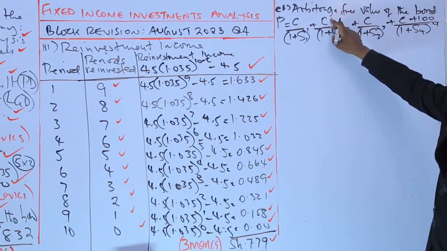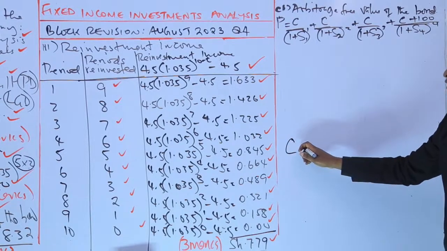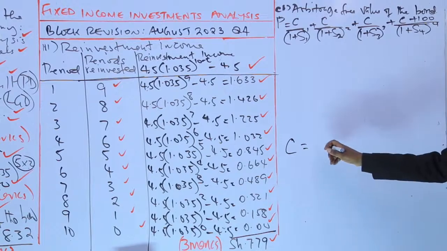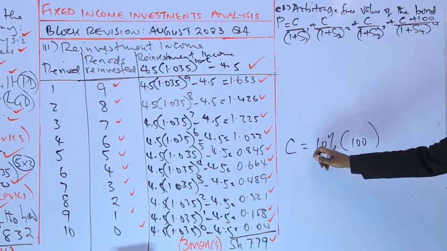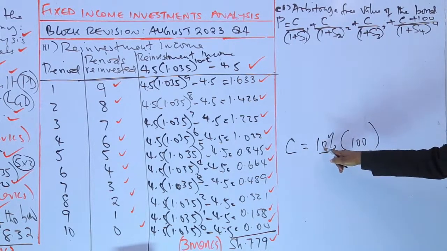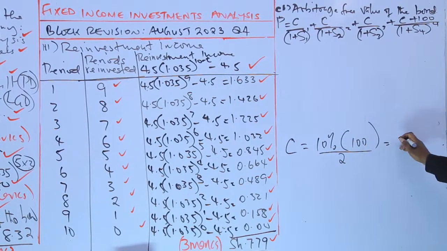This C is the coupon amount, which I have said is equal to 10% times 100 divided by 2. So this is just 5% times 100 shillings, which is equal to 5 shillings.